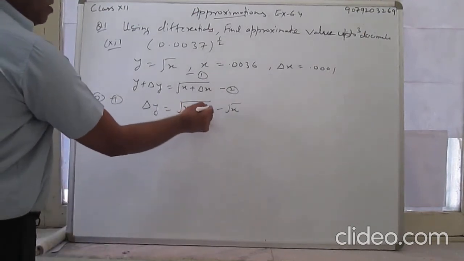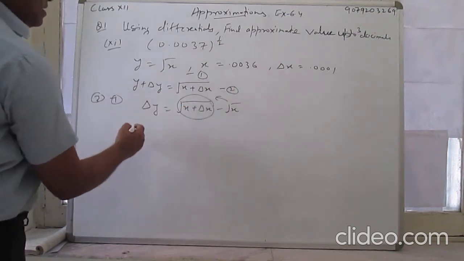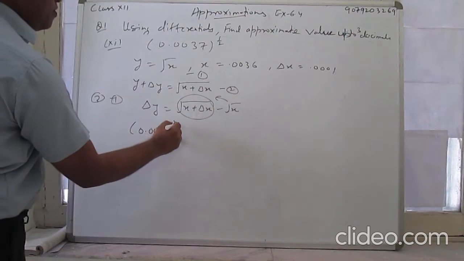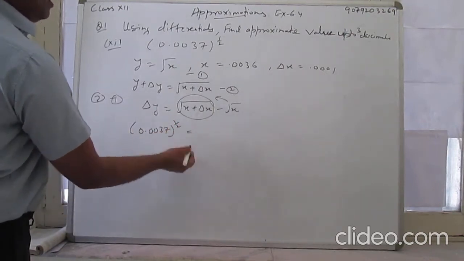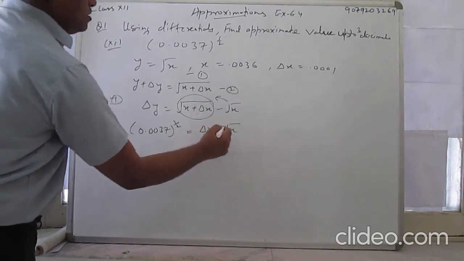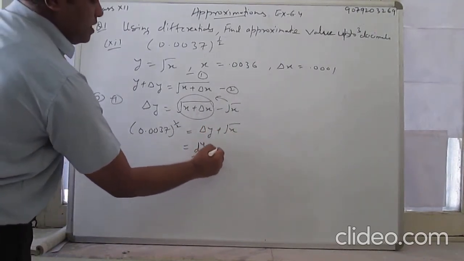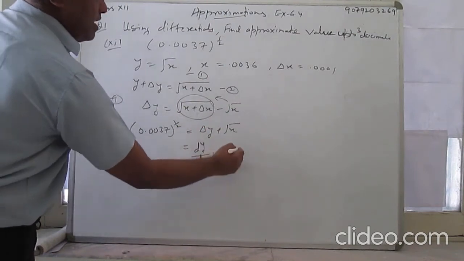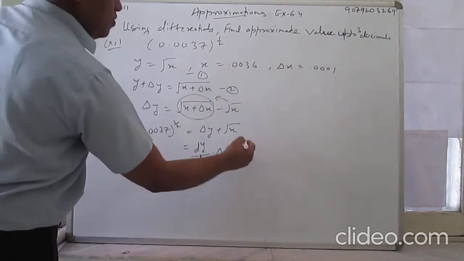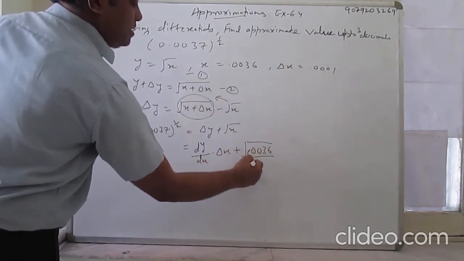Now what is the value of this? Taking it to the other side, 0.0037 to the power 1 by 2 is equal to delta y plus root x. Now what is delta y? Delta y is dy by dx into delta x, plus root x. What is root x? The value of x is 0.0036, so the point shifts and 4 zeros come down.